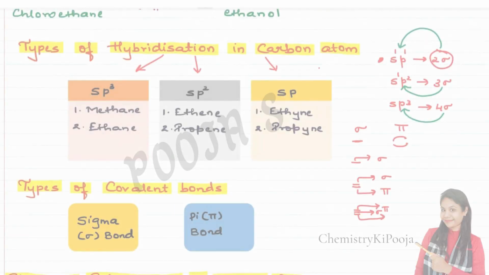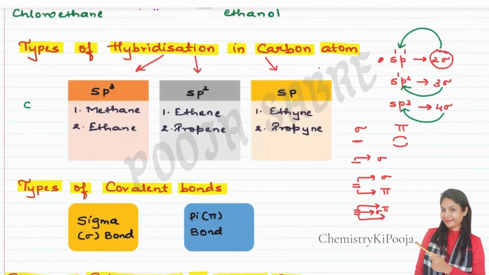Let us have a look at methane. Now the structure of methane is C, H, H, H and H. That means carbon has 4 hydrogens. So this is the structure of methane.